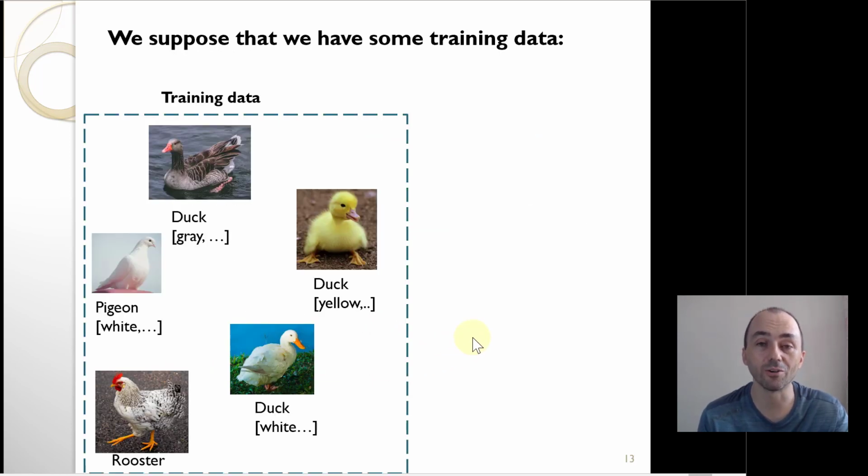So how does it work? Let's have a look at this first with some example. Here we suppose that we have some training data. So here I put some pictures of animals. This is my training data in my example. For each animal, we have some information about them, some attributes like the color is gray, the color is white, yellow, and so on. And also we have a class label. This is a duck. We know the answer. This is a duck. This is a duck. This is a pigeon. And this is a rooster.